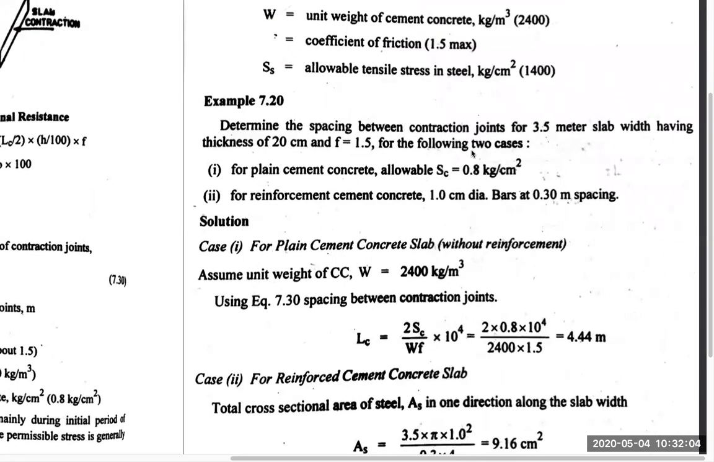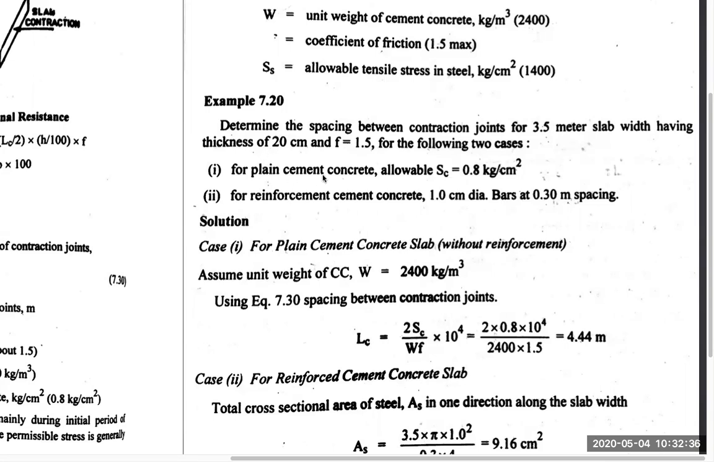Okay. So contraction joint, numerical on contraction joint. Determine the spacing between contraction joints for a 3.5 meter slab width having thickness of 20 centimeter and frictional coefficient of 1.5 for the following two cases. Okay. Now you have two equations to find out the contraction joint length. Okay. Or interval between the contraction joints.